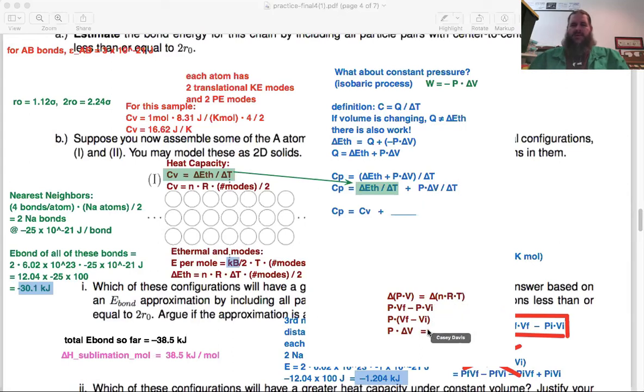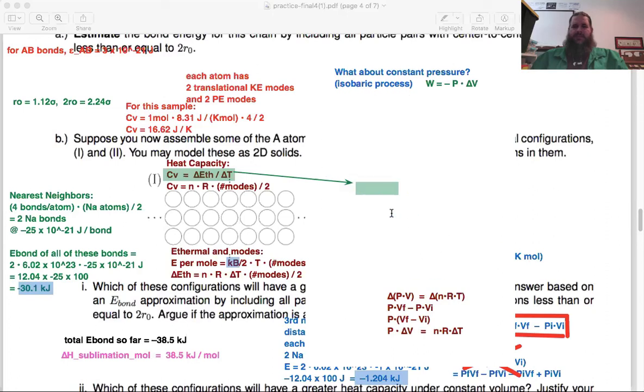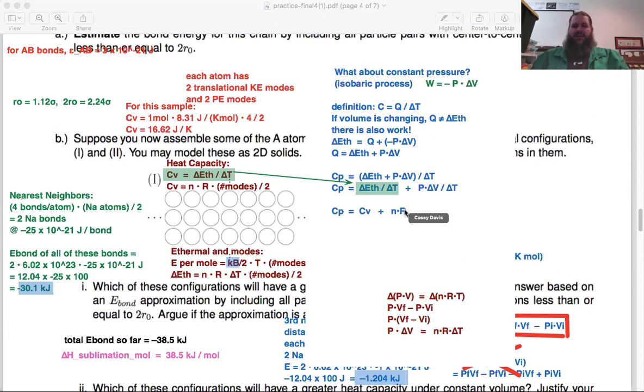Yeah, so we can factor out N times R times, and then we just have delta temperature. So pressure times delta V is going to equal N times R times delta T because pressure is constant. If we make that substitution, if we just replace pressure times delta V with nR delta T, but then we divide that by delta T, what's left? Yeah, N times R. So that's the little bit extra.